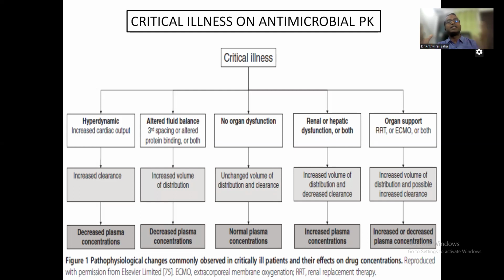So thus the plasma concentration increases, as there is a decreased clearance. Also, the patient is on RRT and ECMO or both, so there is an increased volume of distribution.